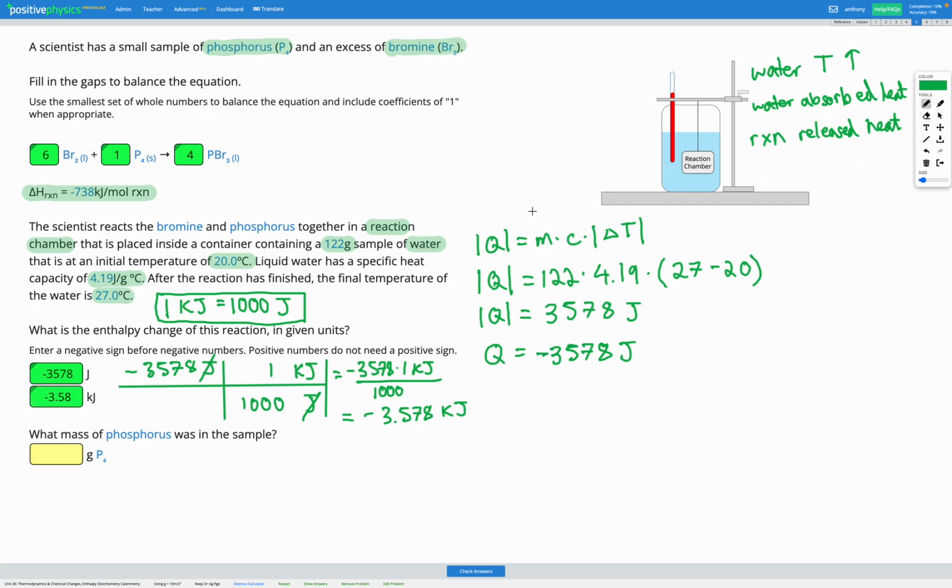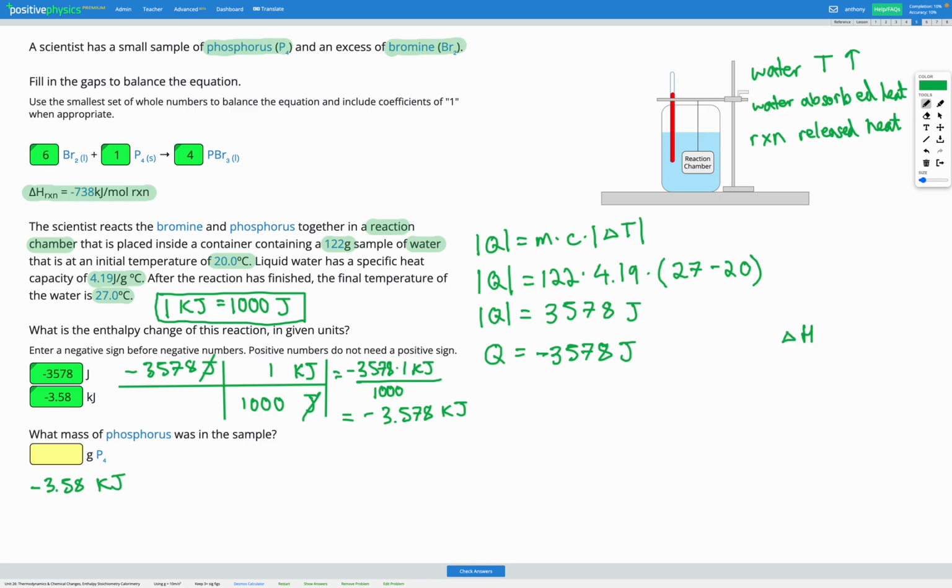Awesome. Okay, so we figured out the enthalpy change of this reaction with that amount of phosphorus. Now I need to figure out what mass of phosphorus was in the sample so that this is the enthalpy change we ended up with. So this is now our stoichiometry problem. And we're going to do this using the enthalpy change we just found as our given variable. So negative 3.58 kilojoules.